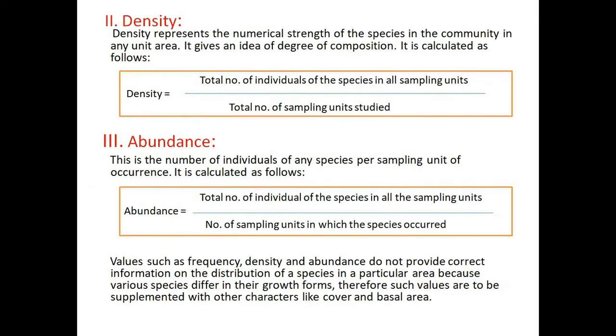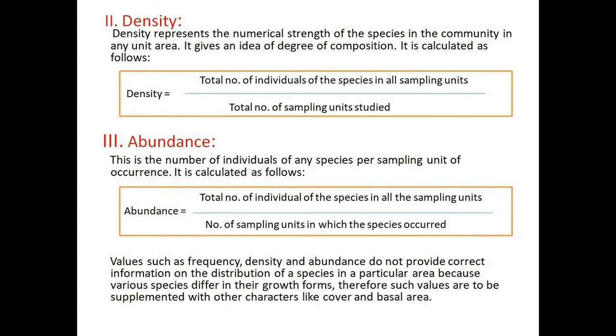So, second is density. Density represents the numerical strength of the species in the community in any unit area. It gives an idea of degree of composition. It is calculated by the following formula: total number of individuals of the species in all sampling units, which may be a quadrat, upon total number of sampling units studied. So, this is the numerical strength of the community.